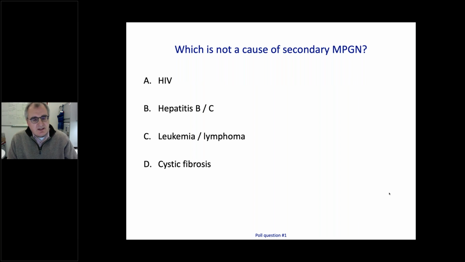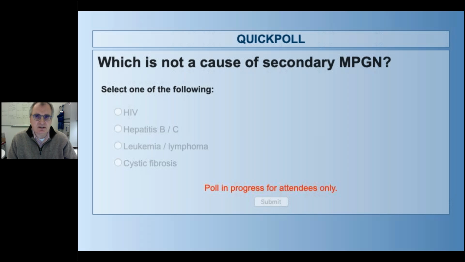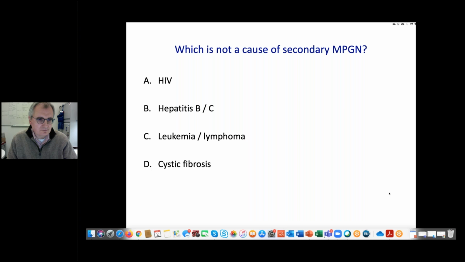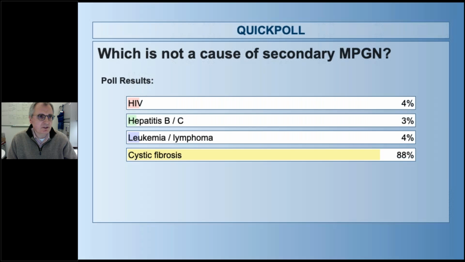All right, let's continue. So now while effort has been made to describe the histological lesion, of course, people try to understand what it was caused by. And one observation was that in its secondary form, or its affiliated form, it is linked to an underlying or concomitant condition. Which of the following is not a cause for secondary MPGN? Perfect. Almost 90% said cystic fibrosis, which is the correct answer.